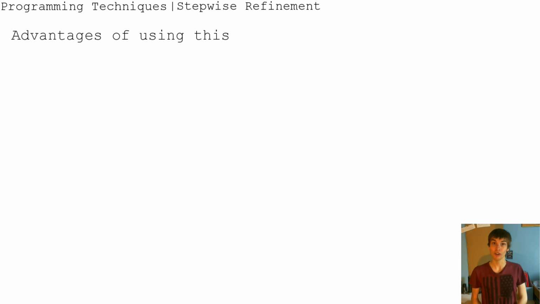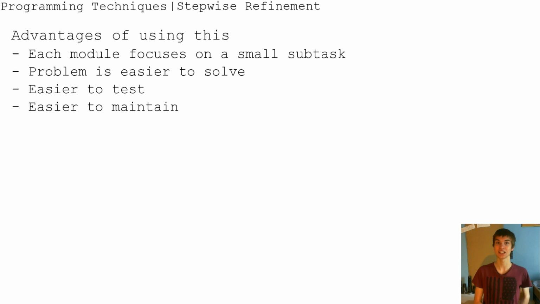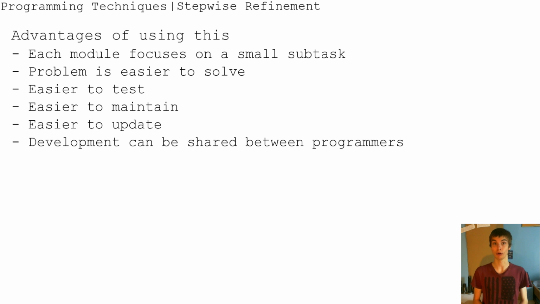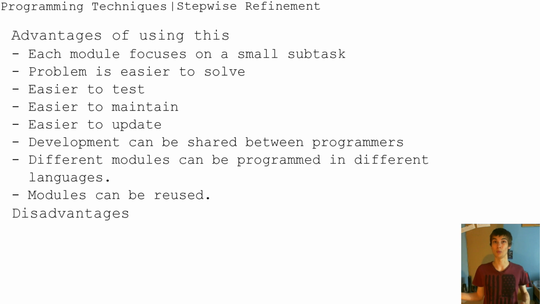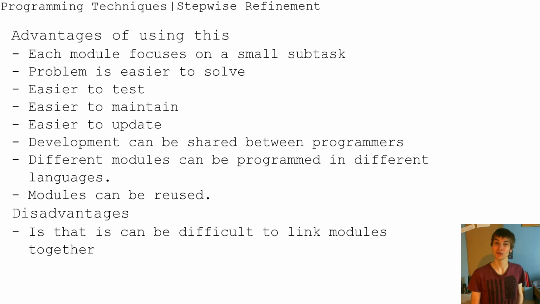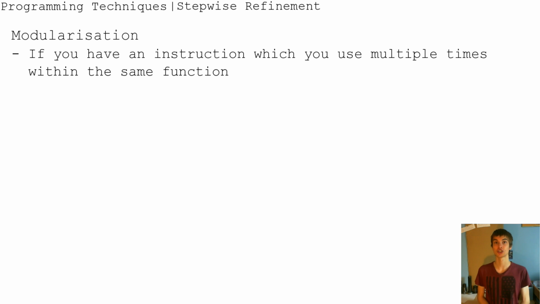Now the advantages of using stepwise refinement, the top down modular design, is that each module focuses on a small subtask, so the problem is easier to solve, easier to test, easier to maintain and easier to update. Development can be shared between programmers, so different modules can be programmed in different languages. Modules can then be reused. Now, there's only really one main disadvantage of having modules: it is difficult to link the modules together.